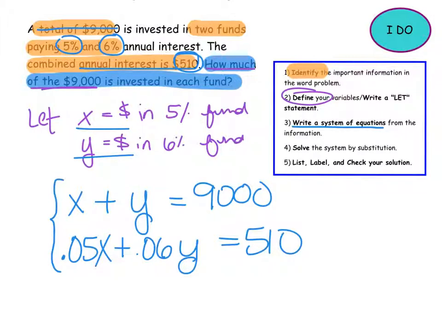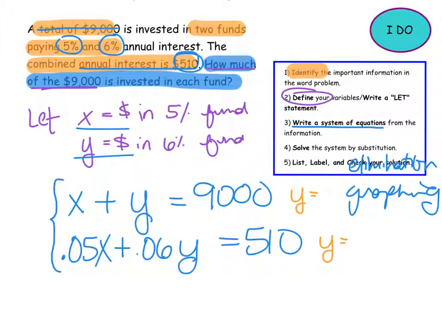From our system, we can then solve it by substitution. You could solve it by elimination. Or you could solve it by graphing. And remember, if you're going to solve by graphing, we need to figure out what both equations would look like if we set them equal to y when we do it by graphing.